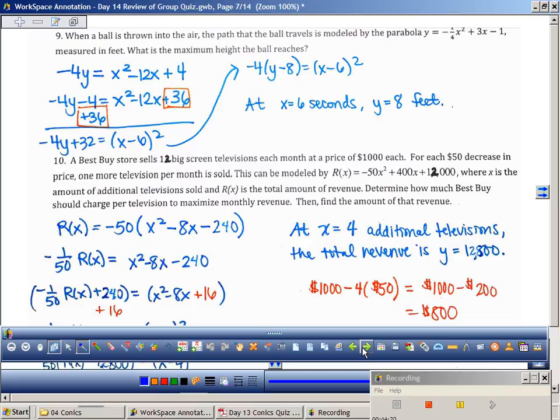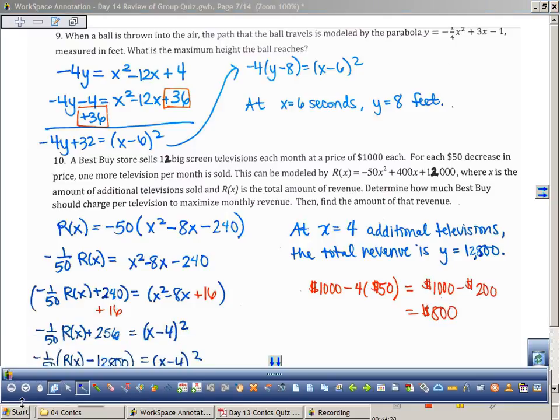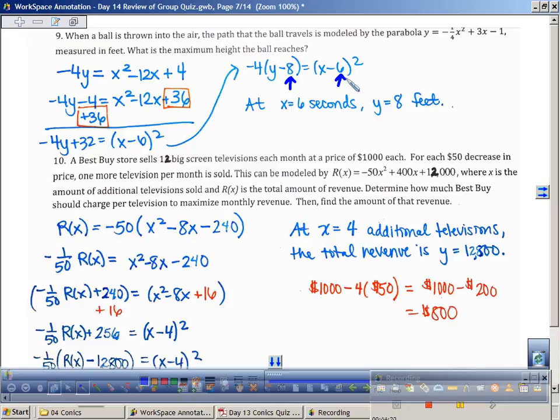These, you're just putting it in transformational form, right? And then these 2 things tell us something. The height is always here. And this is my axis of symmetry right here, right? So it's going over 6 and up 8. My maximum is 8.